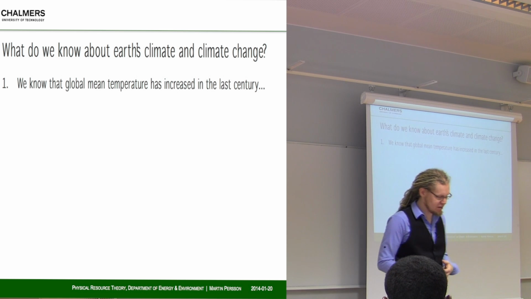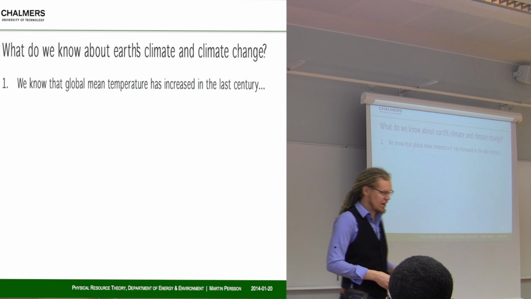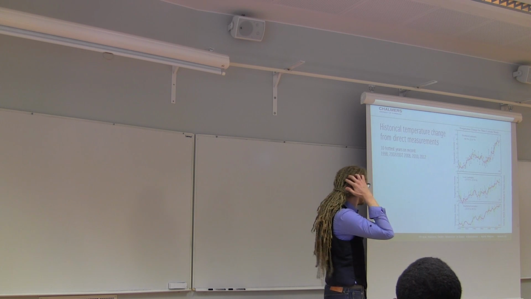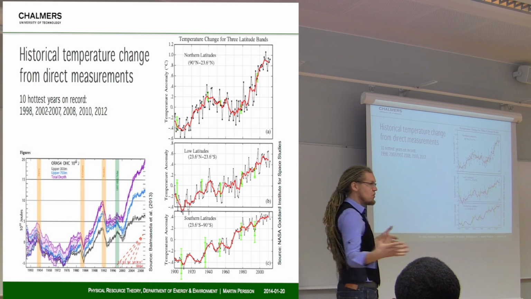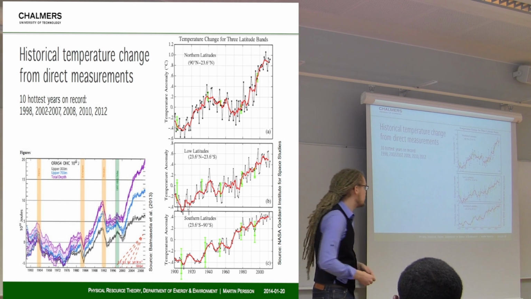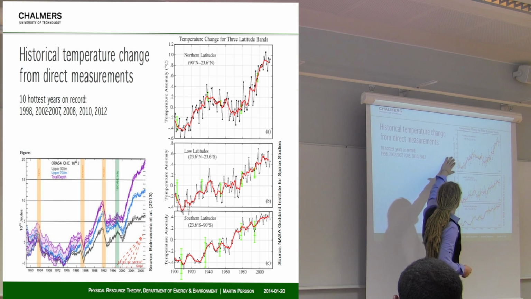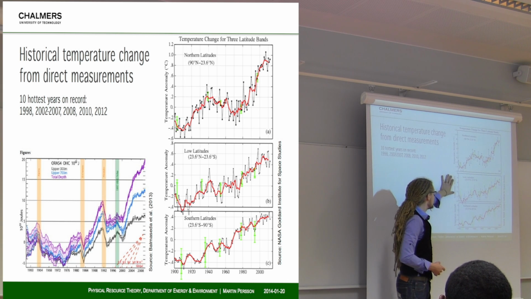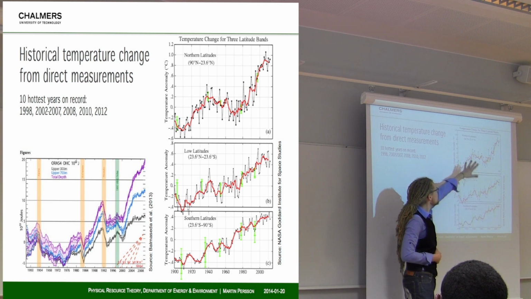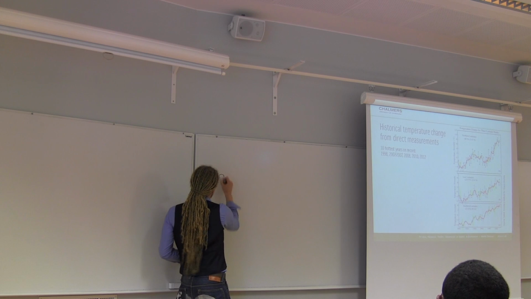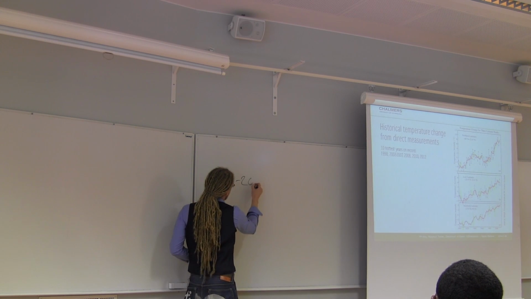One thing we do know is that the global mean temperature has increased during the last century, or a little over a century. This shows some temperature records from the time during which we have direct measurements of the temperature of the Earth from thermometers and so on. This is change in temperature, divided into the northern latitudes, the low latitudes, more of the tropics, and the southern latitudes. So you see a clear warming trend globally over this time, from around 1880 to 2000, 2010.